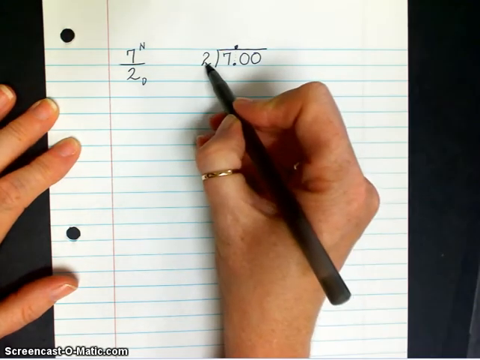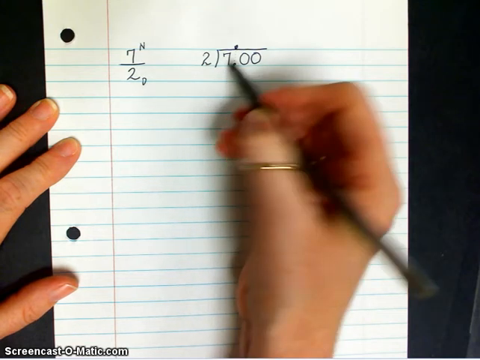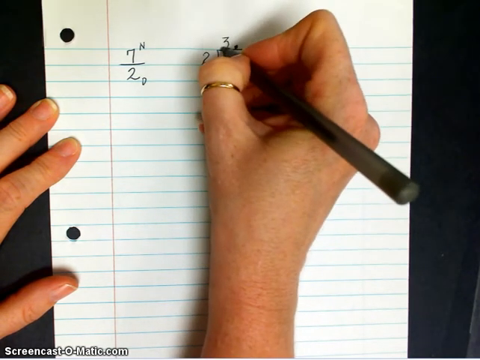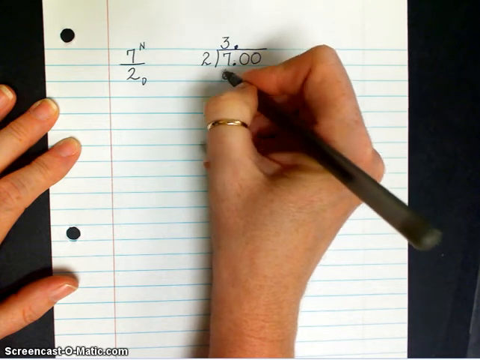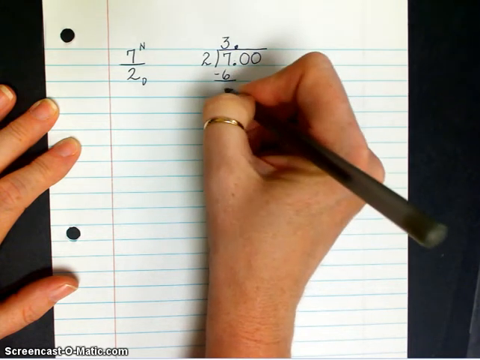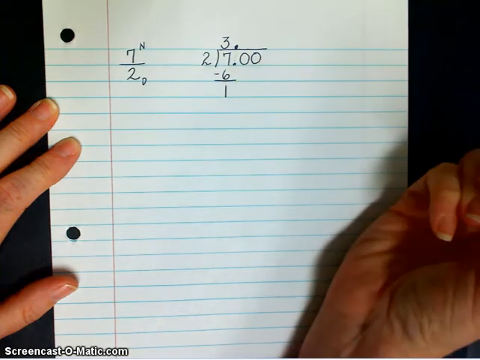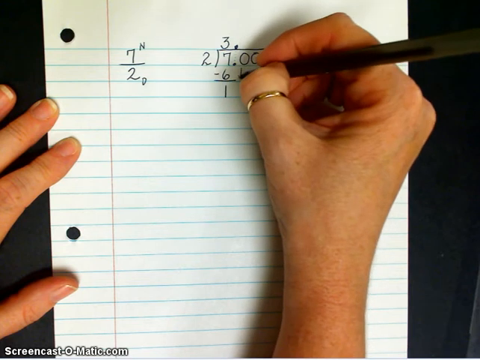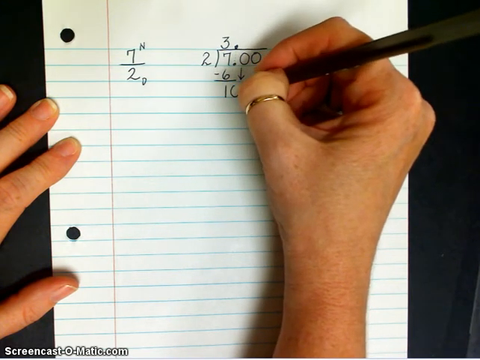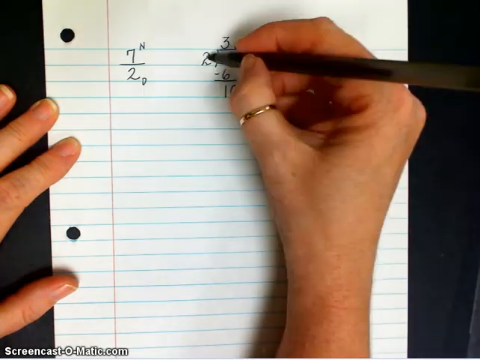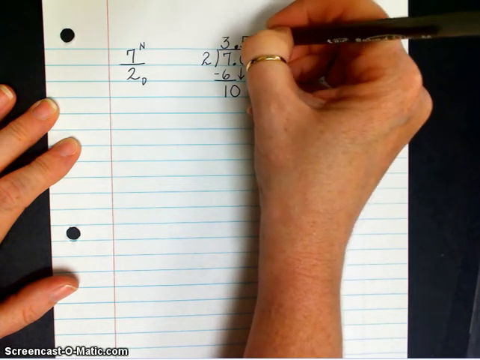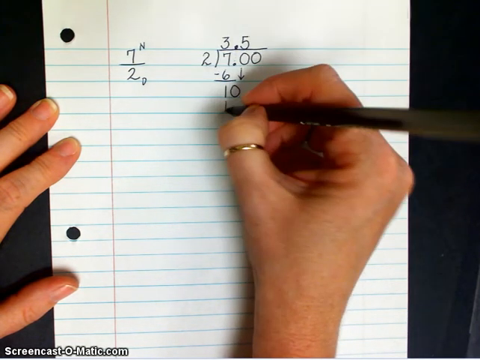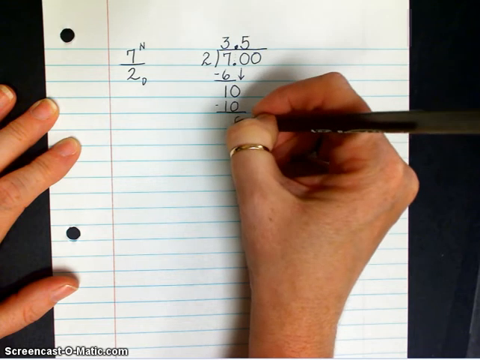How many times does 2 go into 7? Well, it goes 3 times. 3 times 2 is 6. 7, take away 6, is left with 1 as the remainder. Then we bring the next 0 down. 2 goes into 10 5 times. 5 times 2 is 10, and we have a remainder of 0.